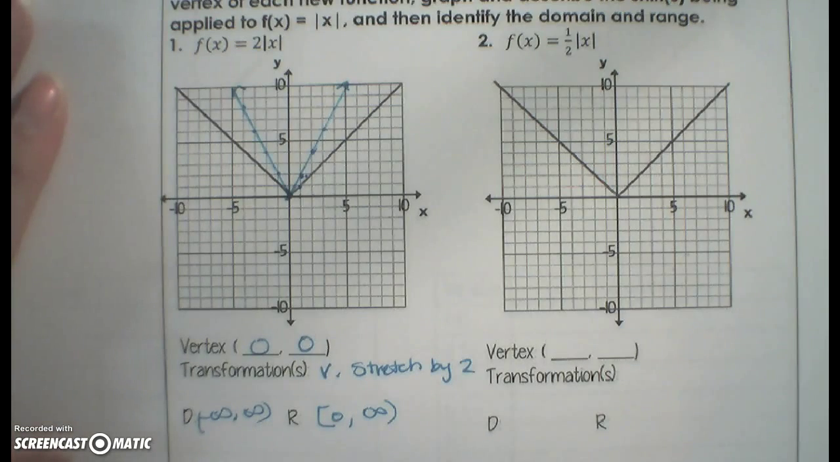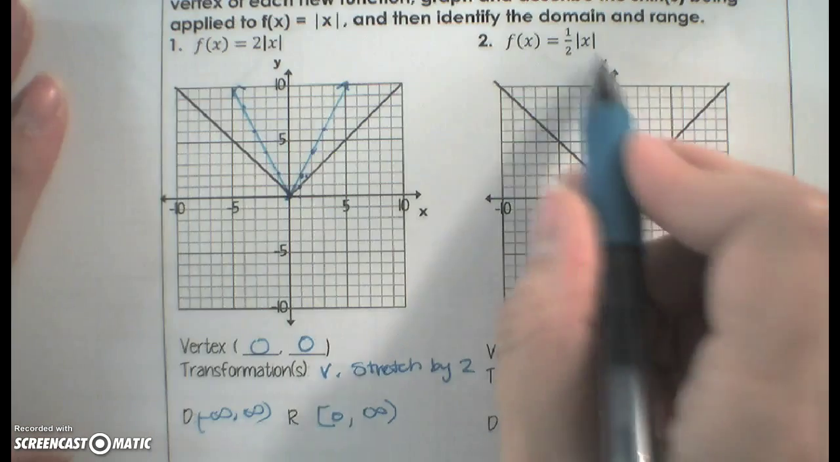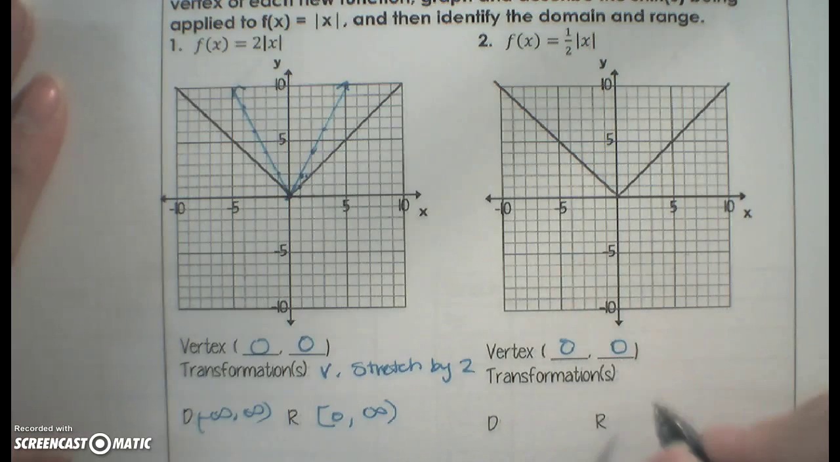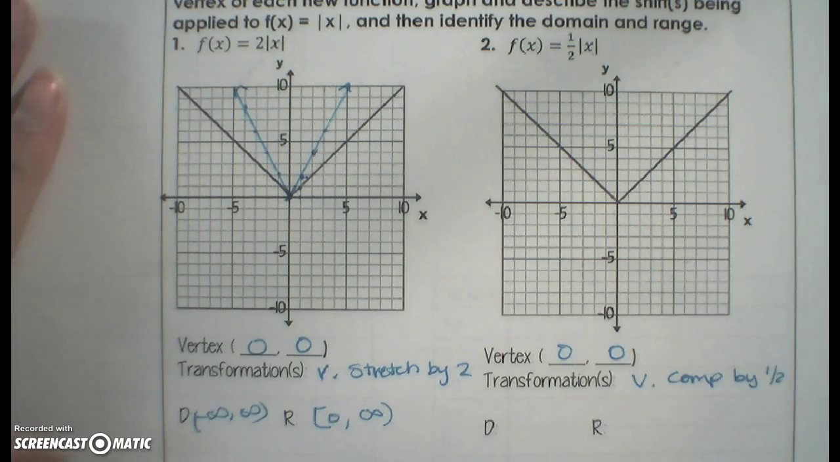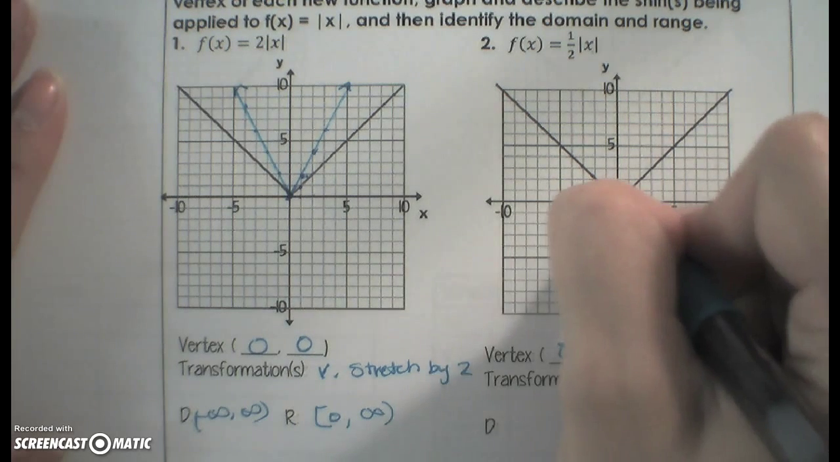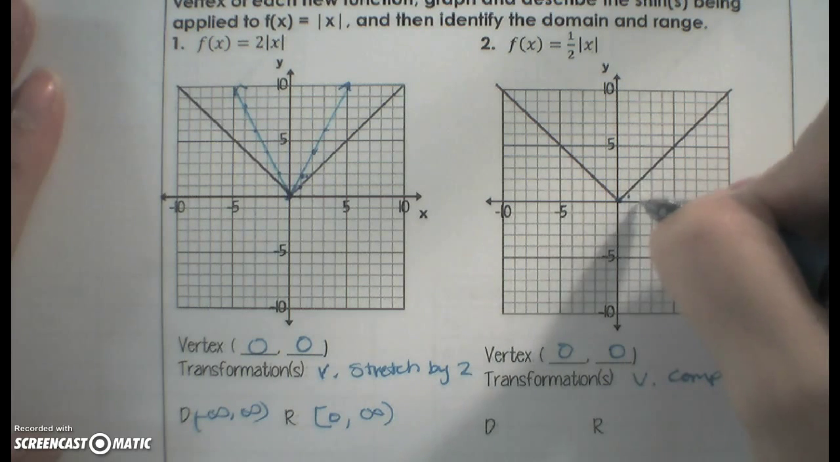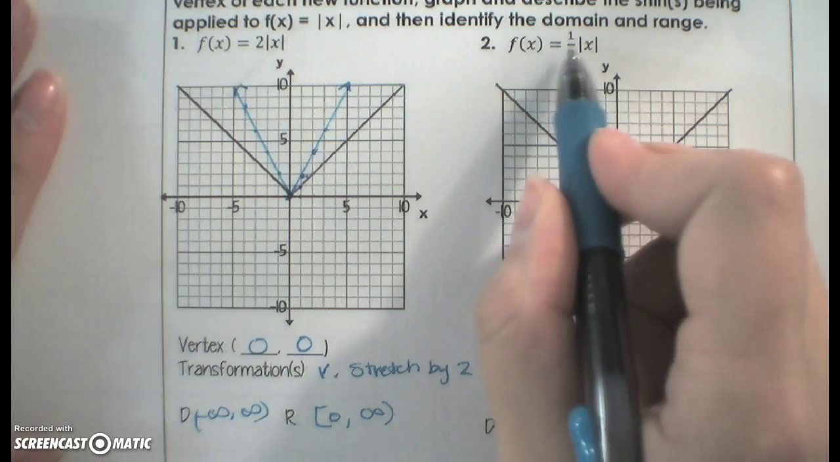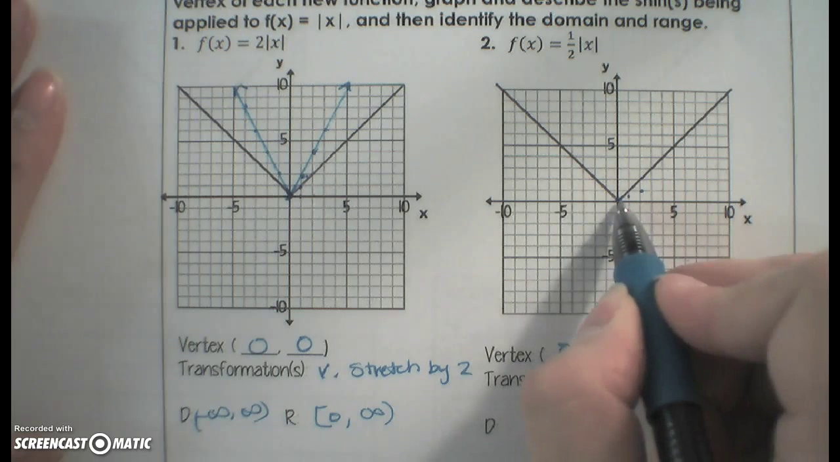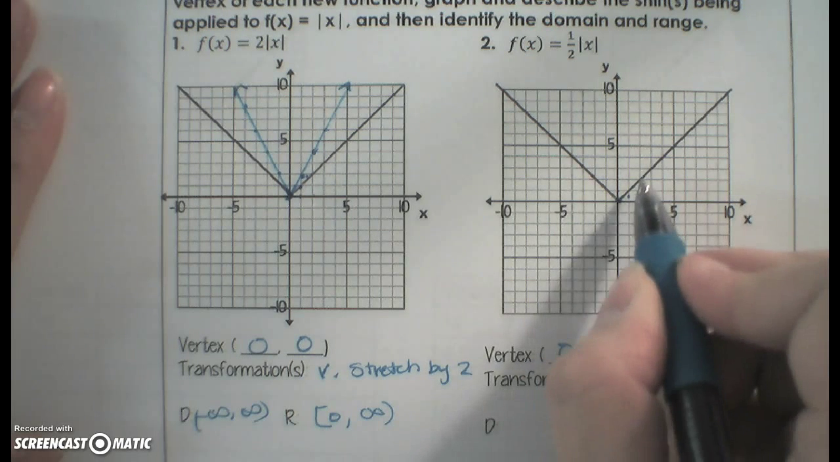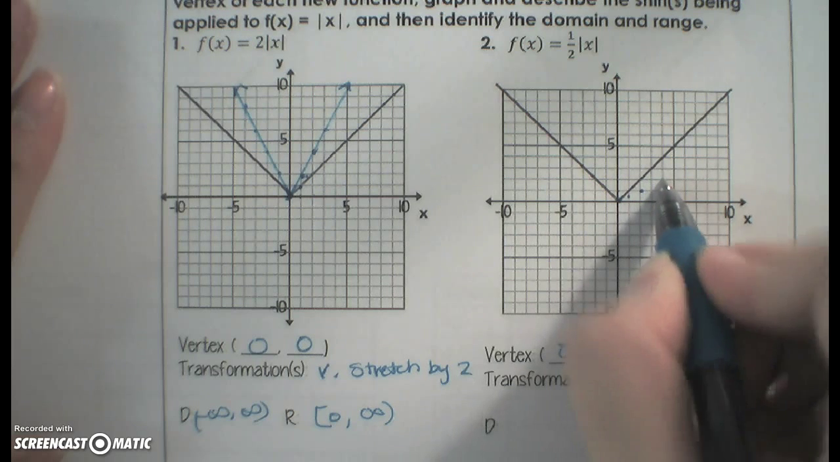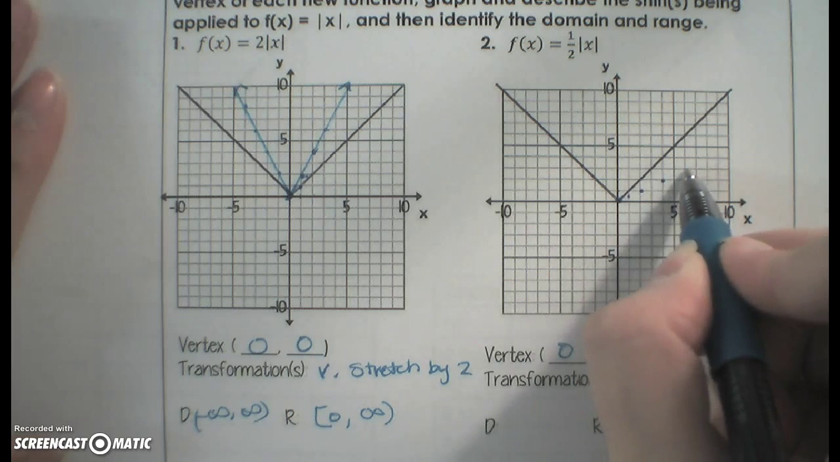Let's try another one. So this one, nothing on the inside, 0, nothing behind it, 0. We have a 1/2, which would be a vertical compression by a half since it's out front and it's less than 1. Starting at 0, 0, we're going to go up half as much. So instead of going up to 1, we're going to just go up a half. Instead of over 2, up 2, we're going to go over 2, up 1. So if you want to think of it like this as your slope, that would work for this type: up 1 over 2, up 1 over 2.